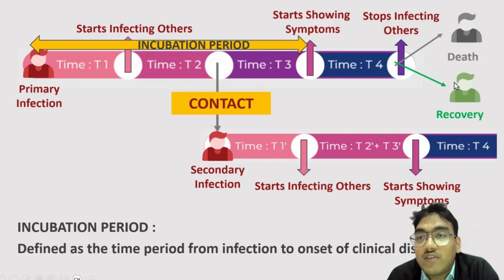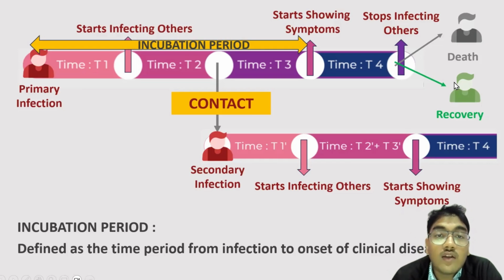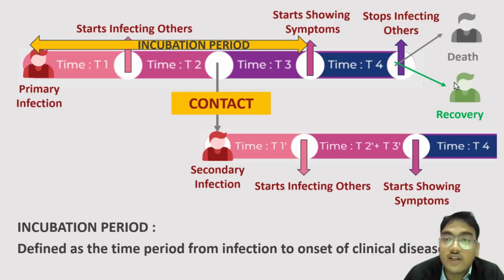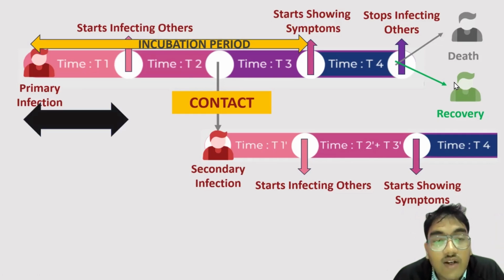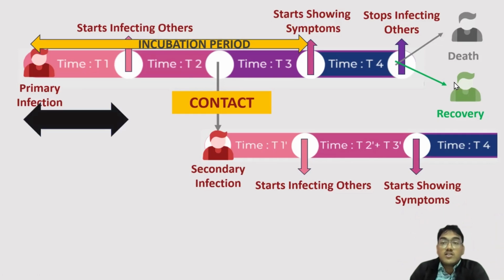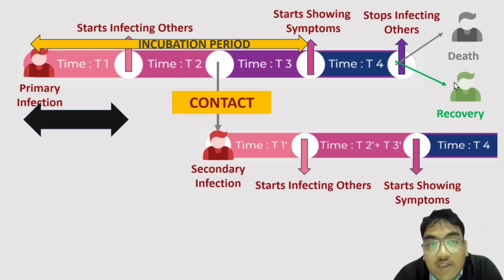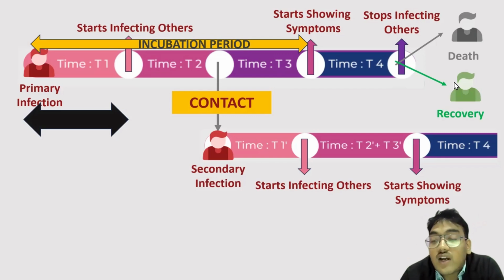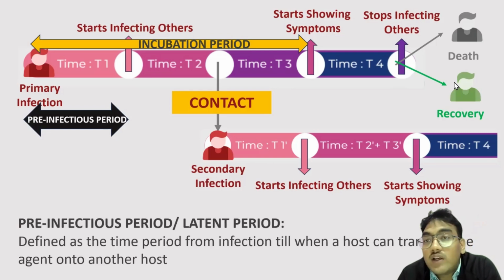We can have a little bit of variation, isn't it? Okay. So that is the incubation period, defined as the time period from infection to the onset of clinical disease. Fantastic. What is this period then, Shinjan? The one that I was talking about, T1 and T1 dash, from infection till starting to infect others. This is known as the pre-infectious period or the latent period.